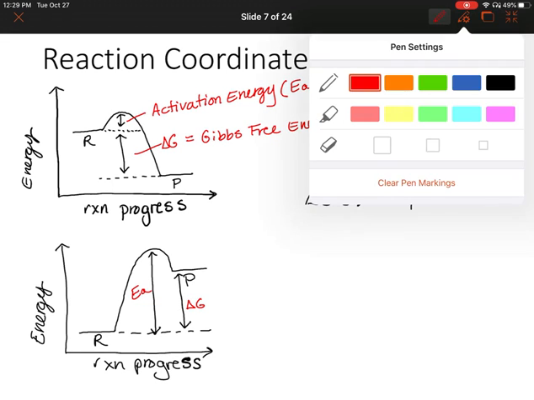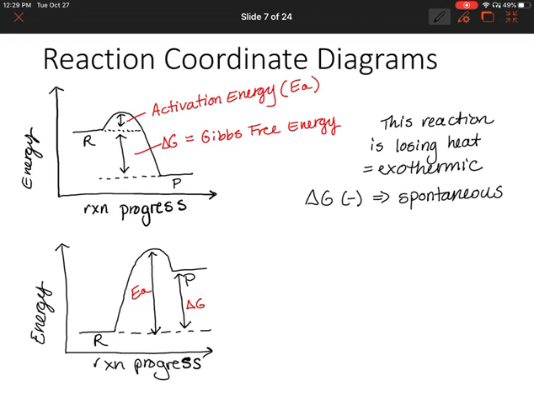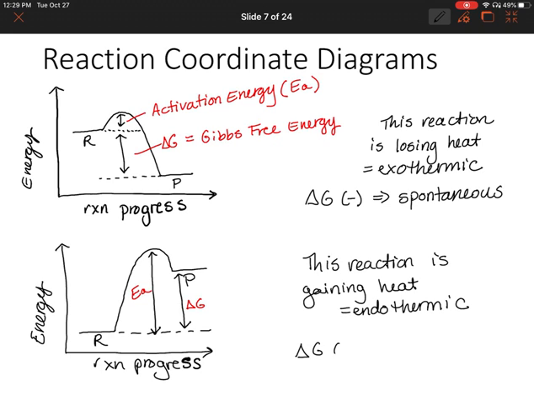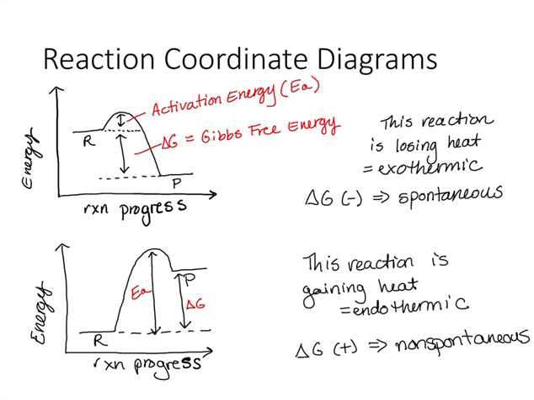So in this scenario, delta G is increasing, so the energy is going up. So this reaction is gaining heat, which means it is endothermic. So delta G is positive, which is non-spontaneous. All right, now these are very simplistic diagrams for reactions. There are cases that are a little more complex, so let's talk about those cases.